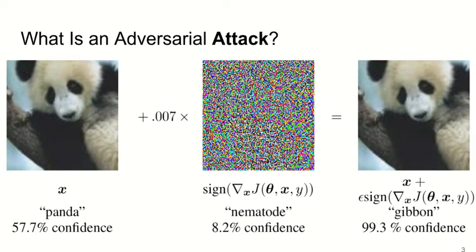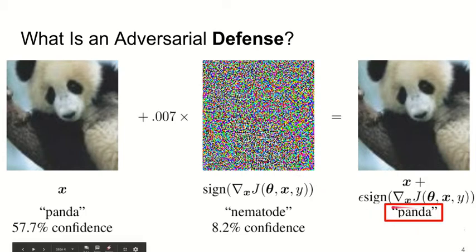Alright, so what is a defense? The only thing that we have to change here is that the output has to stay a panda. So if you train a network to be resistant against adversarial attacks, so to defend it against adversarial attacks, you have to find a way to make it robust against these attacks. So even after applying these perturbations, even after finding this modification of the input image, it still should be classified as a panda. So basically, adversarial defense means that we train networks that are robust against these attacks.